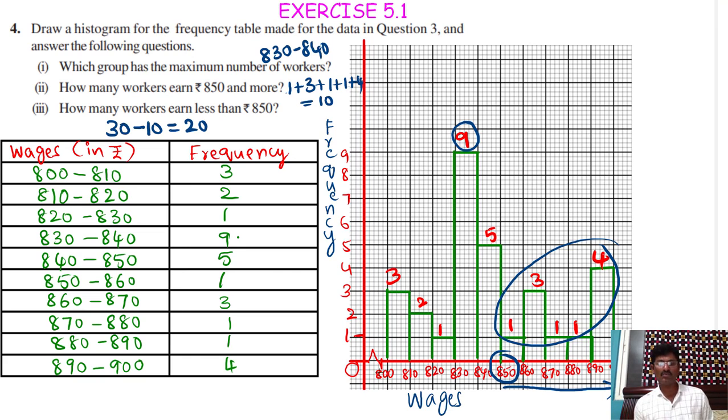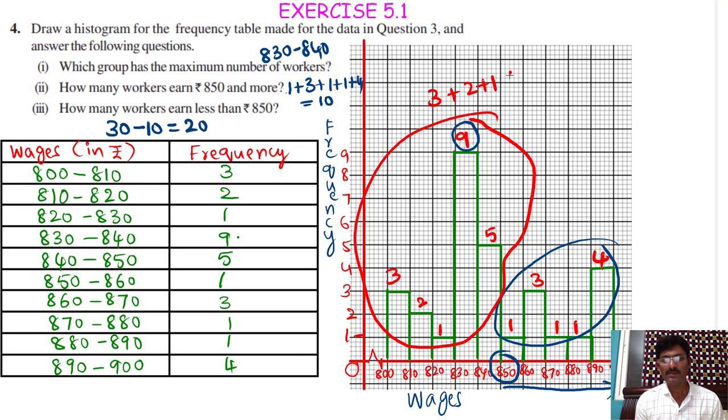From the graph also we can confirm this. Less than 850 means all these workers come into consideration. So let us add all these: 3 plus 2 plus 1 plus 9 plus 5. If we add these, we will get 20. Now let us go to the next question.